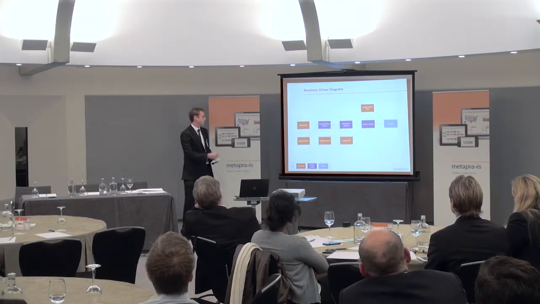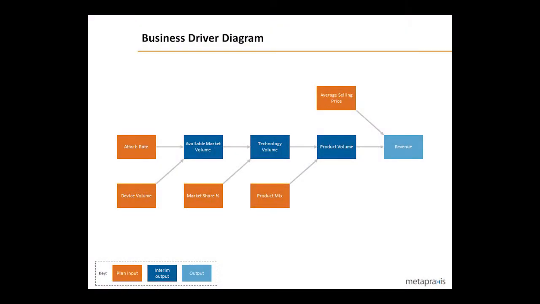On this business driver diagram, the orange boxes that you can see are the planning inputs, so the inputs built into the plan. We've got some interim outcomes, which are the dark blue boxes here, and then our final end goal, this being a revenue plan, which is our light blue box on the right-hand side.